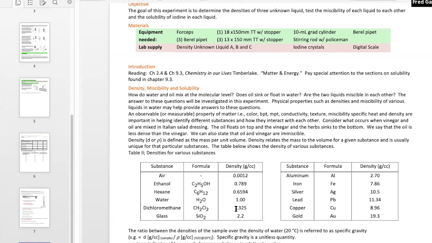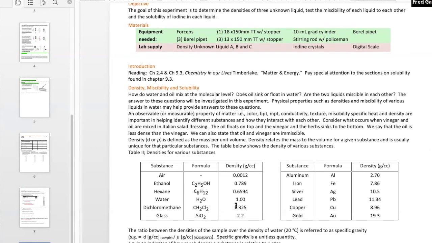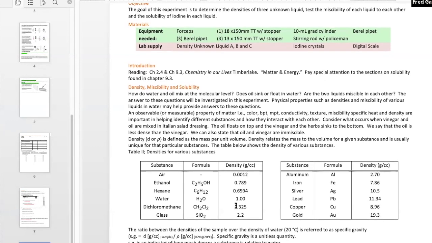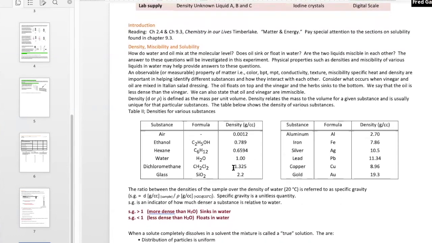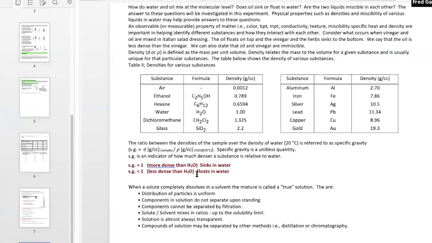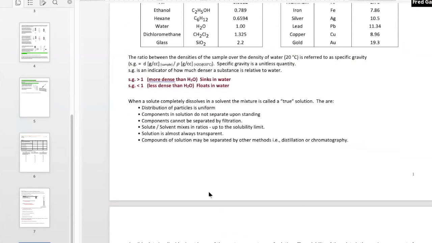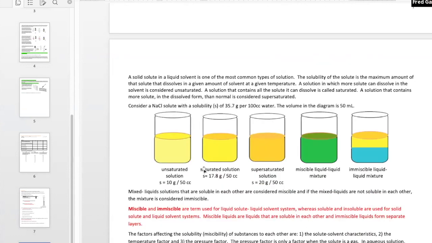You guys are going to be using much safer items. You guys are going to be doing cooking oil and I believe syrup. Okay, so right here it tells you that if the density is greater than 1, it'll sink. If it's less than 1, it'll float.